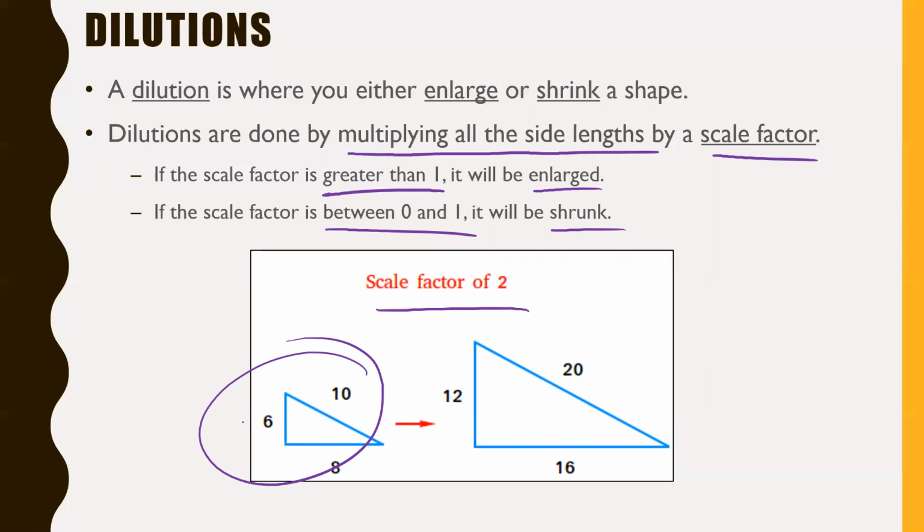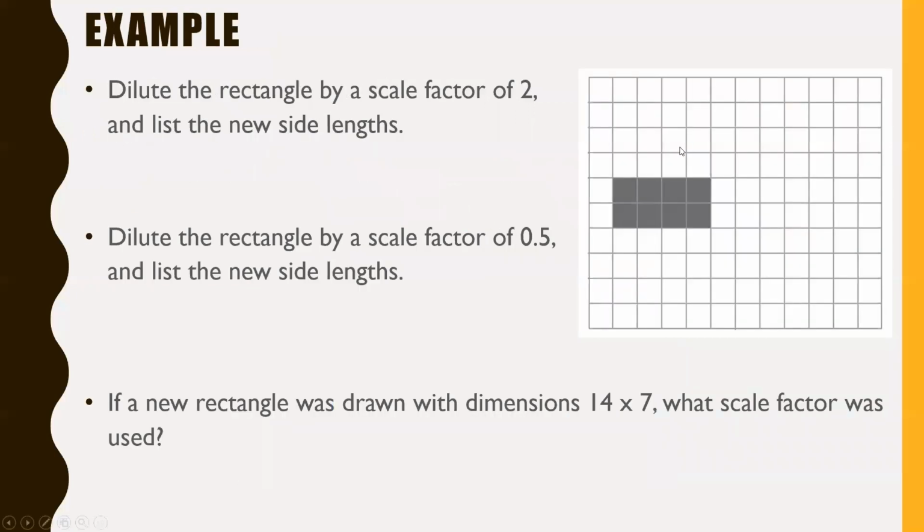Let me start that over again. 6 times 2 is 12. 8 times 2 is 16. 10 times 2 is 20. Hopefully you know what I mean. Anyway, moving on. Dilate the rectangle by a scale factor of 2 and list the new side lengths.